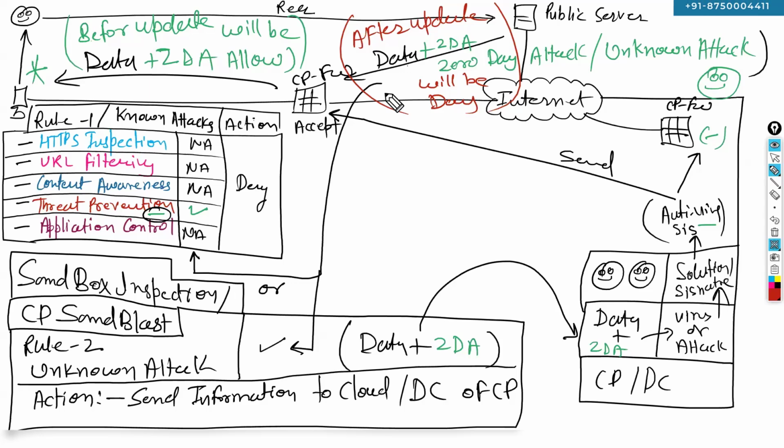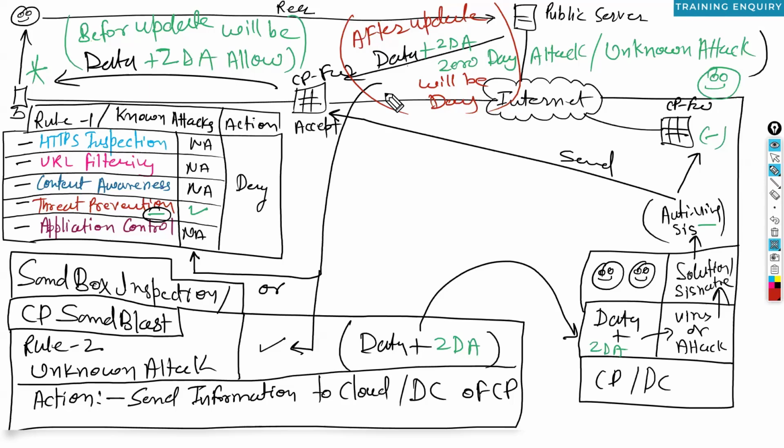But once a zero-day attack is detected, the firewall will send the information to the vendor if your device has sandbox inspection capability, or in the term of Checkpoint, if you have the client Sandblast subscription. So that file will be sent to Checkpoint, and they will give you a signature update or IPS signature update as soon as possible. After that, it will be blocked here.